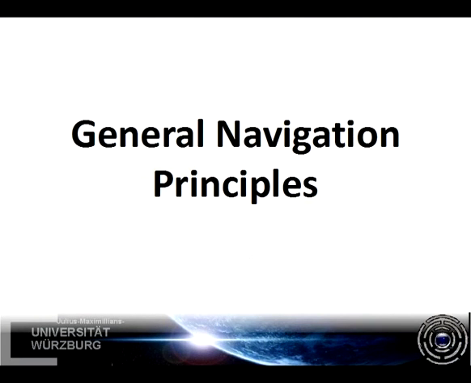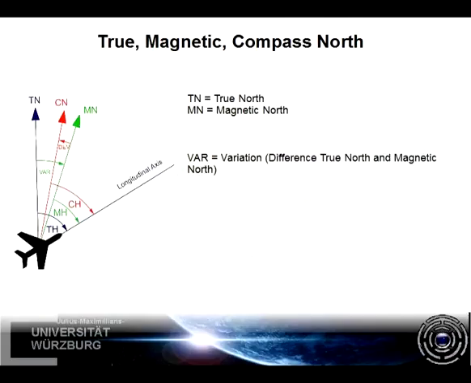General navigation principles. Any navigational information is useless without a proper reference. Such a reference for direction finding is the north reference, but north is ambiguous. For any position on our planet, true north is the direction to the North Pole. Since the magnetic North Pole and the geographic North Pole do not coincide with each other, the direction magnetic north obviously has to differ from true north.